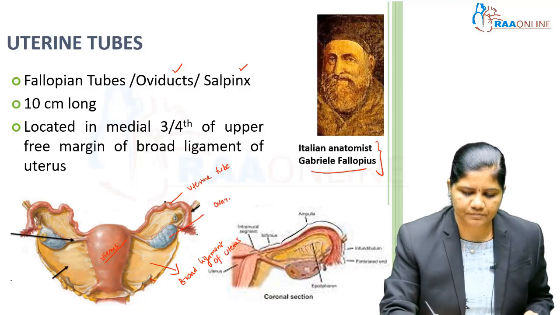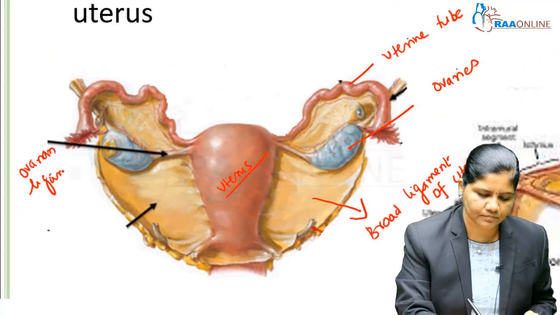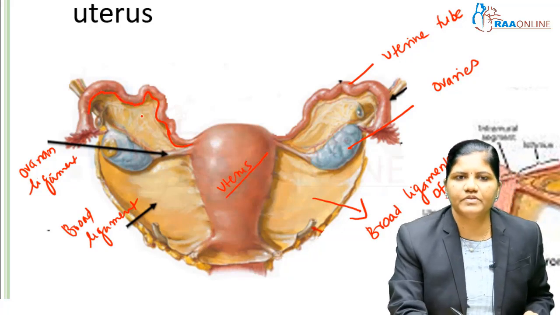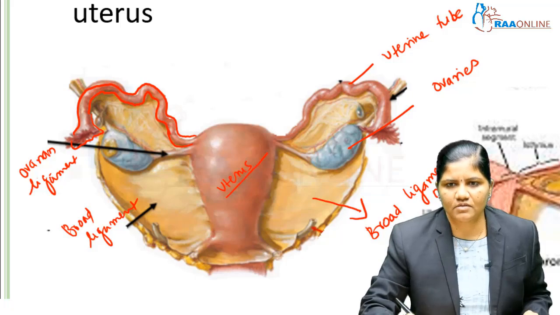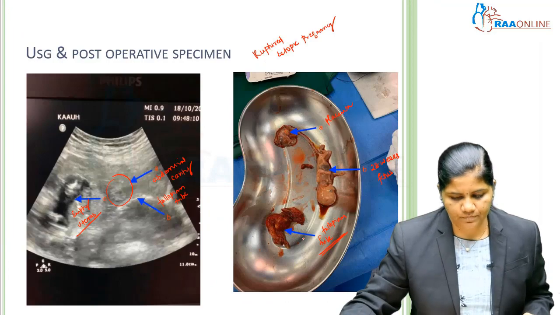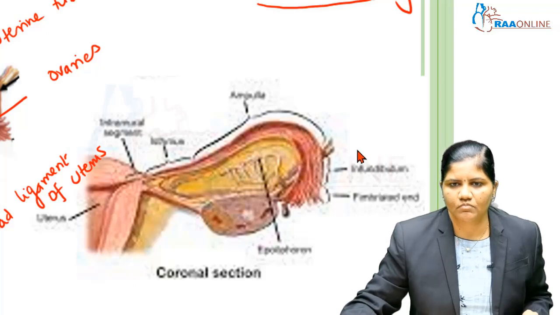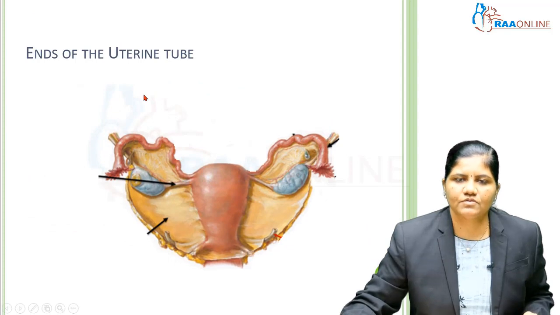These are the ovaries, and this is the ovarian ligament. This is the broad ligament of the opposite side. So the uterine tubes are present in the upper free margin of the broad ligament on either side of the uterus. This is a coronal section to see the uterine tube, which is present in the upper free margin of the broad ligament, and this is the uterus. Let's see the external features of the uterine tube.